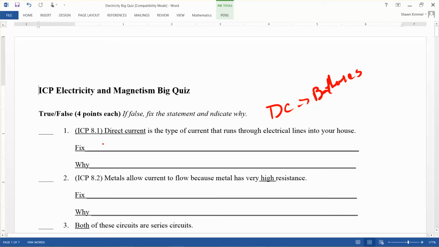To fix this, I'm going to say alternating current, and my reason why is because the current goes back and forth and doesn't have to travel long distance.